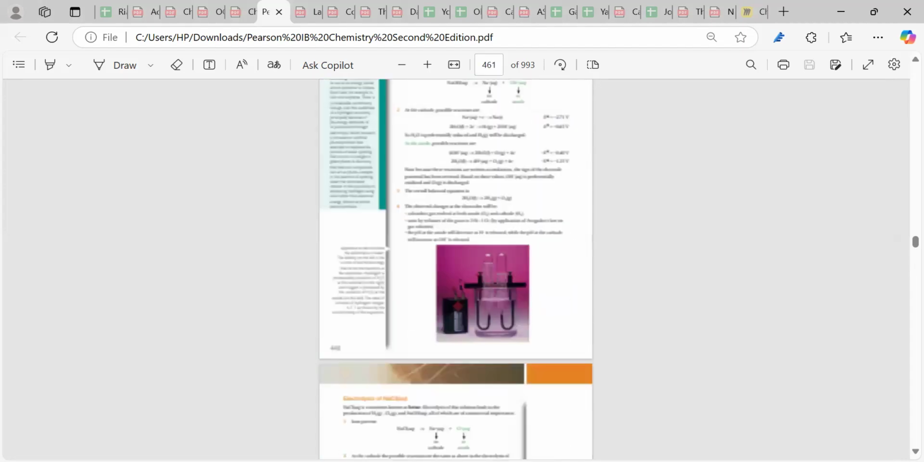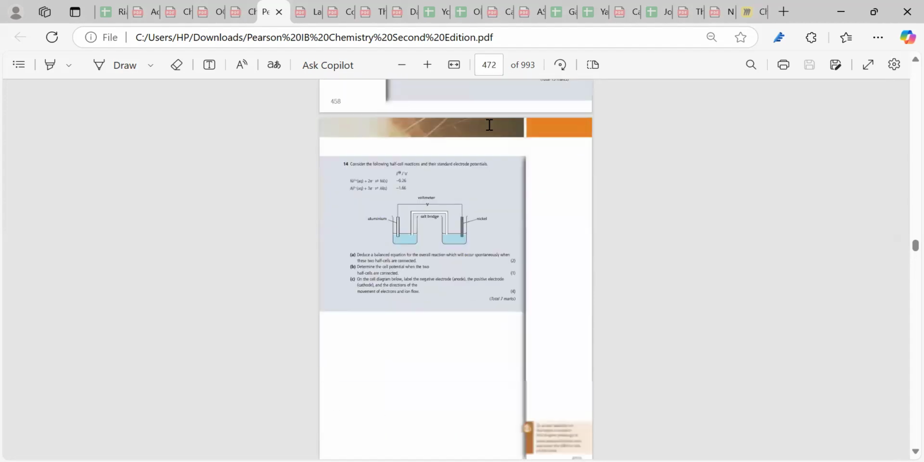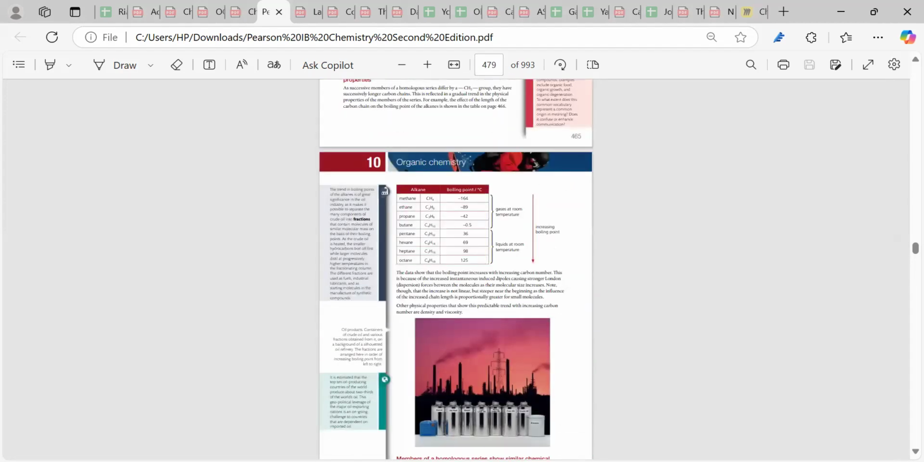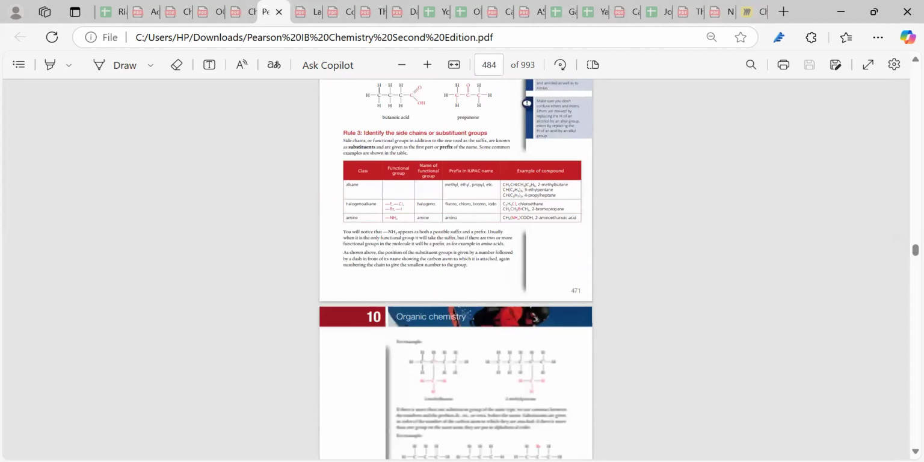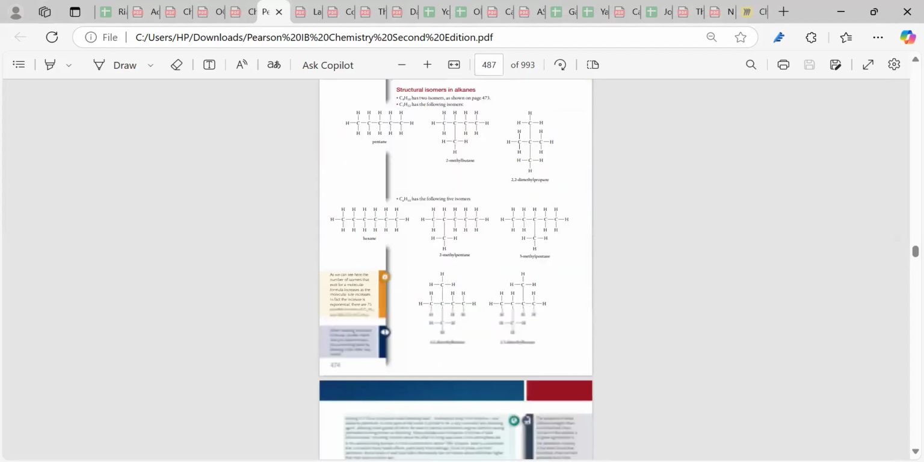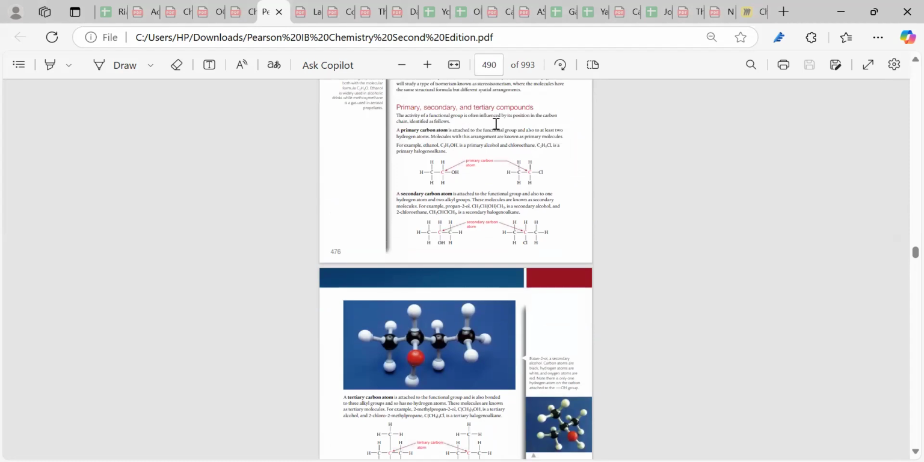Connected to more than two H2. So we have to connect it to that only one group. What is the primary carbon, what is the secondary carbon, and what is the tertiary carbon? We have to go into this important detail. It's very easy. You know it already, right?